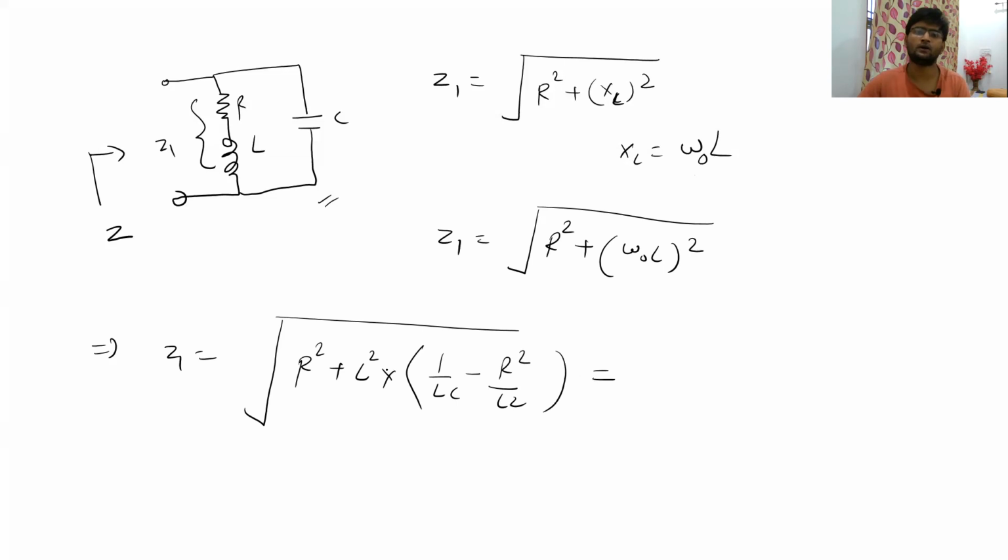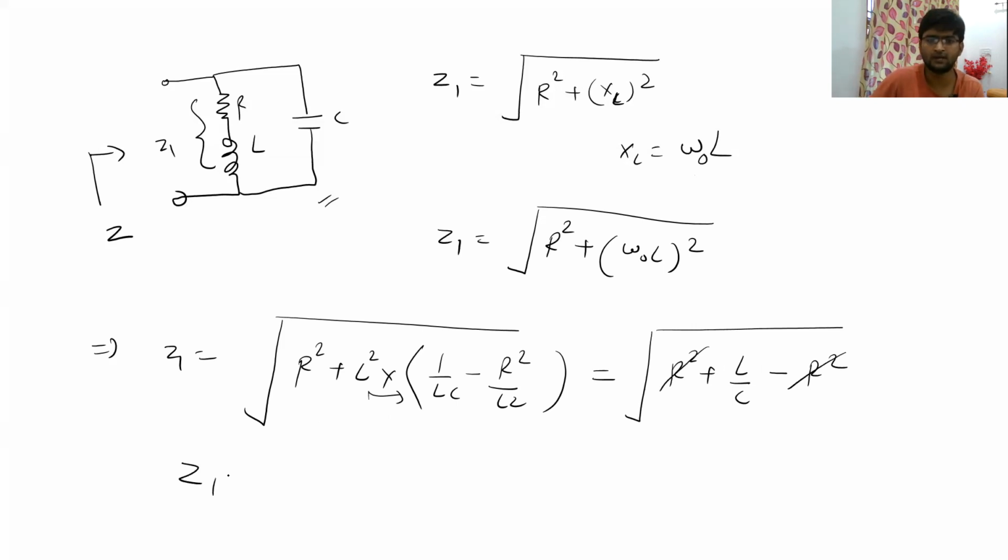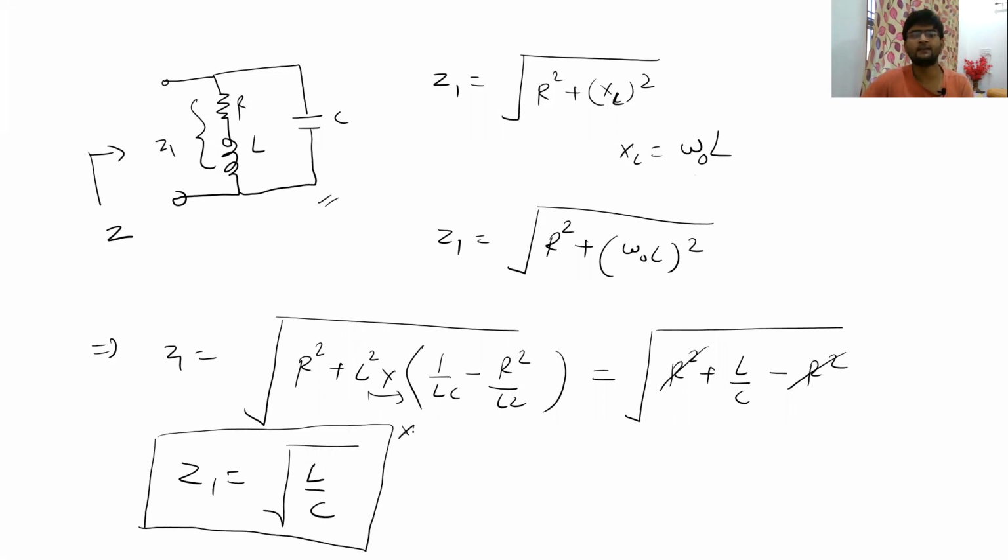So from here, if you take this L square inside, you will get under root R square plus L by C minus R square. So this R square and R square will be cancelled out, and from here you will get Z1 as under root L by C. So this is very important. In the tank circuit at resonance, the value of Z1 or this first branch impedance is going to be root L by C ohms. Okay. Now let us calculate the value of Z.